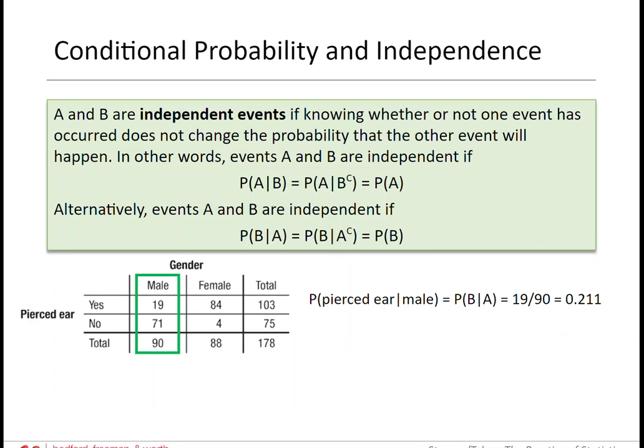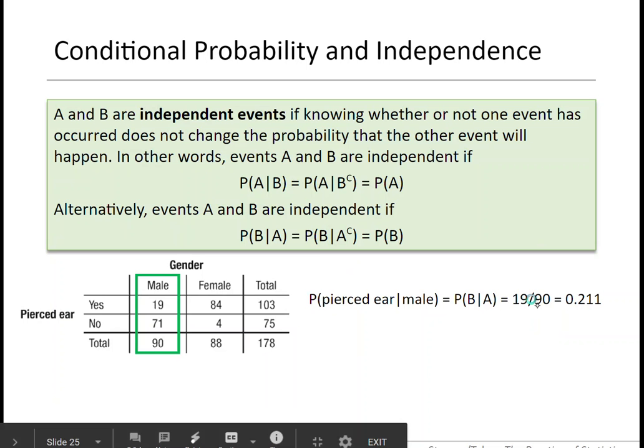The probability of someone having a pierced ear, given that they are male, you've got the probability of B given A, where B is that they have pierced ears and A is that they're male. You look at the probability of them being both male and having pierced ears, which 19 people do, over the total number of people who are male, 90. Divide that, you get 0.211.